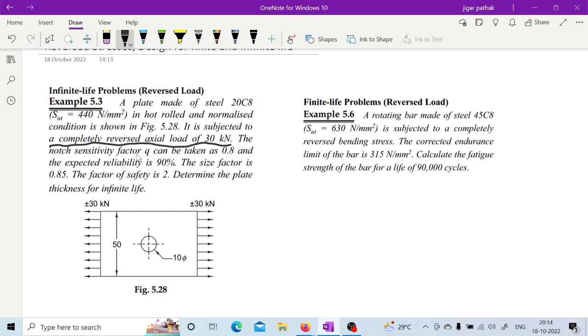Now the notch sensitivity factor Q can be taken as 0.8 and expected reliability is 90%. The size factor is 0.85. The factor of safety is 2. Determine the plate thickness for infinite life. Now how will you proceed with this kind of problem?